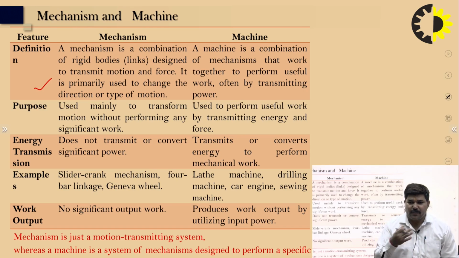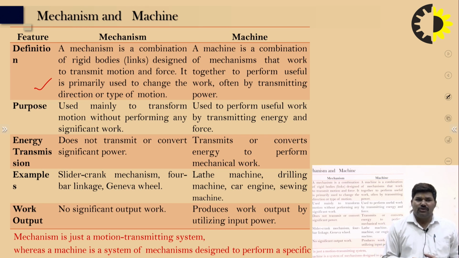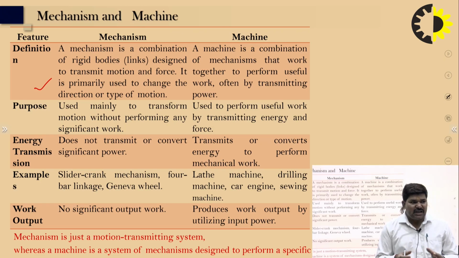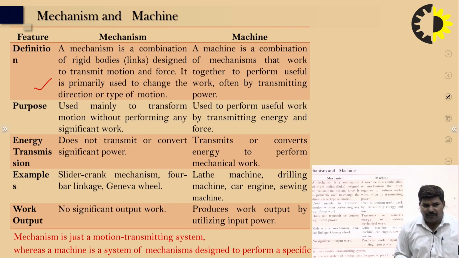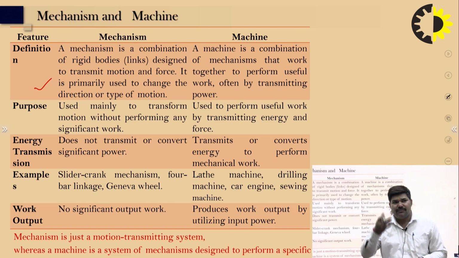The purpose of a mechanism is mainly to transform the motion without performing any significant work. But a machine is used to perform useful work by transmitting energy and forces as well. So, a mechanism does not transmit or convert significant power, but a machine transmits or converts the energy to perform mechanical work.